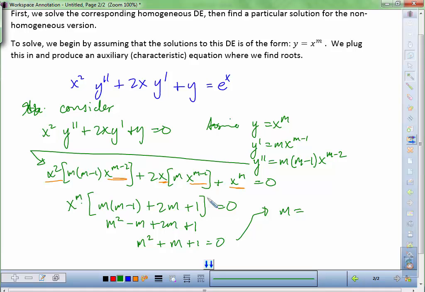If you use the quadratic formula, you're going to get something imaginary. I think it's 1/2 plus and minus i root 3 over 2. Is that what you guys got? Better double check that, make sure it's right. Okay, so we have complex conjugates for our solutions. And so, negative 1/2?